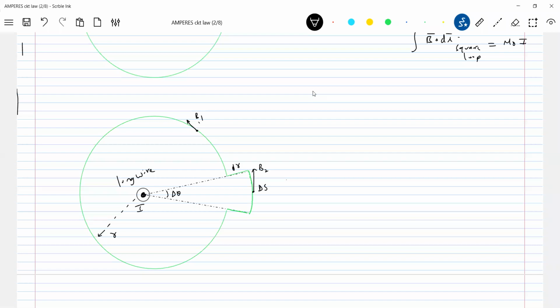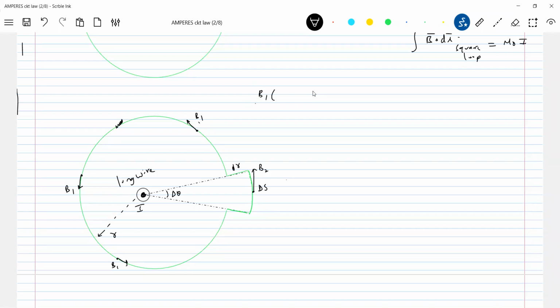Everywhere the B bar is parallel. We know it's a long wire. Due to the long wire, how will the lines of force be? Concentric circles. So at all points on this circle of radius r, how will B1 bar be? Parallel to the length. So what is the angle between B1 and dL? Everywhere it will be parallel, angle is 0. So I can directly write. So what is the value here?